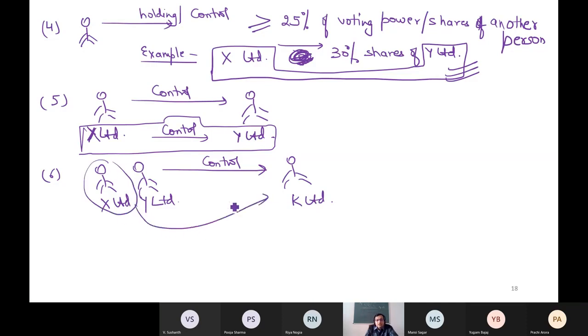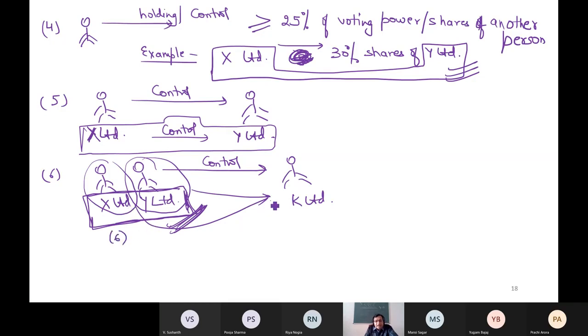X Limited controls K Limited, Y Limited controls K Limited. It means X Limited and Y Limited are related persons. Under this point, X Limited and Y Limited are related persons. So supply will be supply. So these are related persons as per point 6.